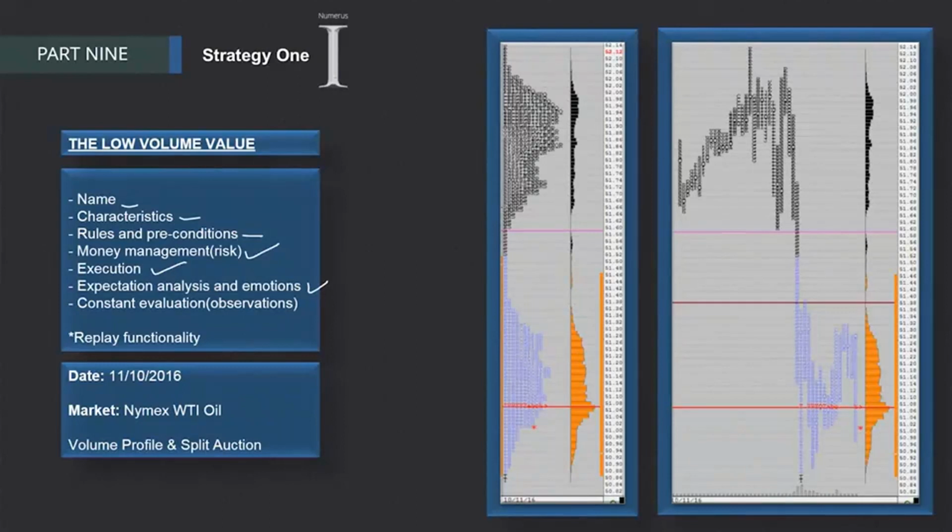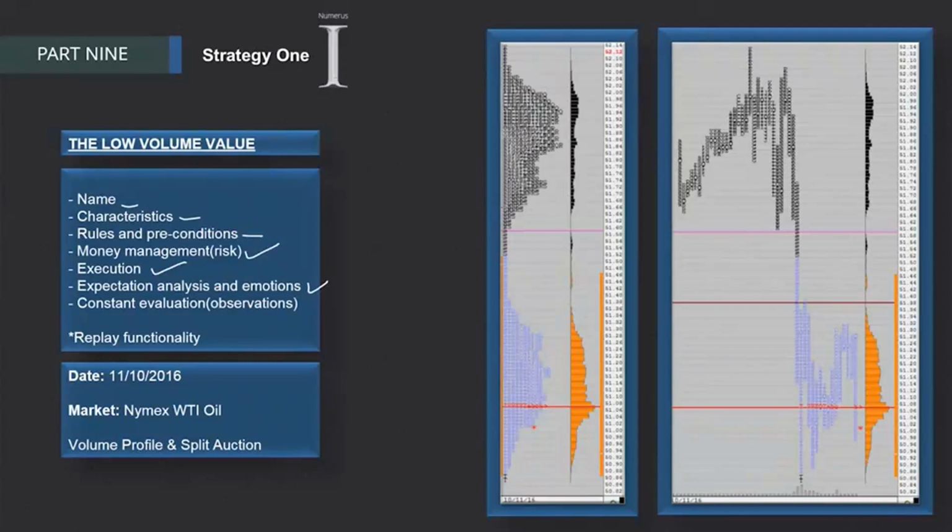Now, I will then apply each strategy with recent examples taken from the markets we've discussed throughout this course, being the German Bund, the E-mini, the Eurodollar FX, and the WTI oil. So let's move straight into it now with our first strategy being the low volume value area.